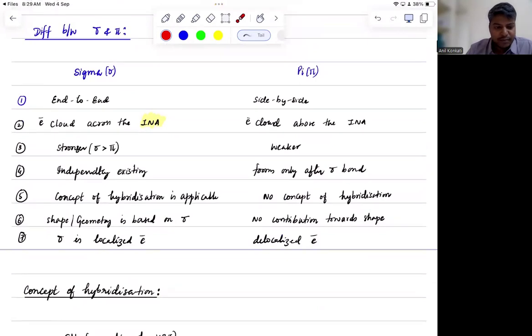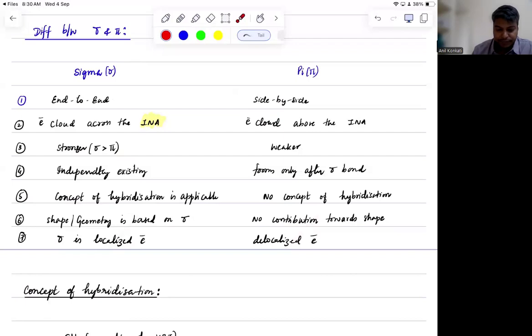Please check out the difference between sigma and pi bond. This is end to end, side to side. The electron cloud is along the internuclear axis, versus above the internuclear axis. This is a stronger bond, this is a weaker bond. It can exist independently, while this will only exist after a sigma bond. Hybridization concept is applied to sigma, not to pi. Shape and geometry is based on the sigma bond, with no contribution from pi towards the shape. Sigma has localized electrons, while the pi bond is delocalized between two atoms.